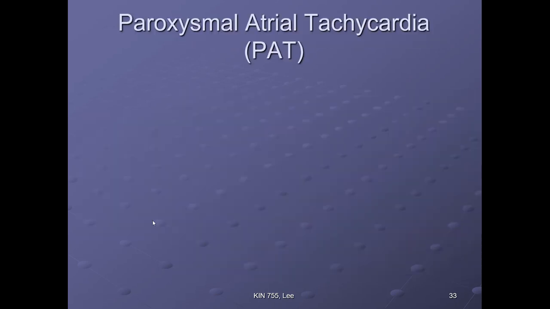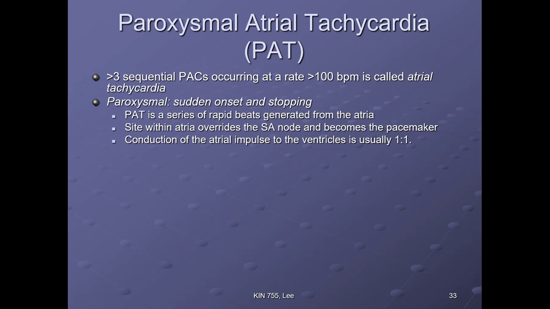All right, a couple more. We have PAT, and then we're going to talk about supraventricular tachycardia, which is actually really, really similar. So paroxysmal atrial tachycardia. Basically, if you get three or more of those PACs that we talked about that occur in a row, it's now called atrial tachycardia. So it's really, really fast, and the origin is going to be the atria. The term paroxysmal means sudden onset and stopping.